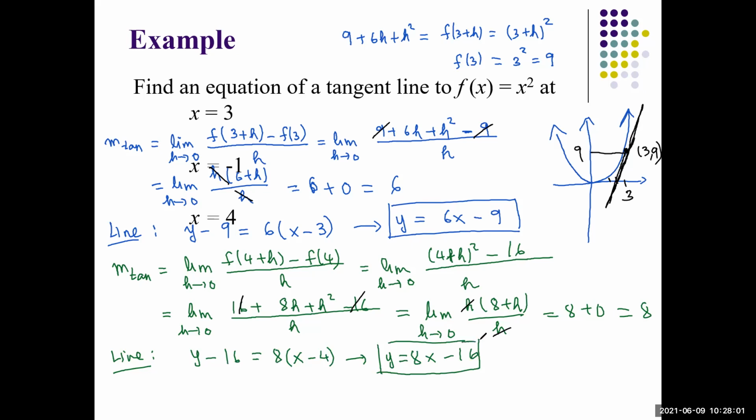Now, as you can see, I can continue on and on with different points, right? If x is 5, and 6, and 7. So notice that every time you find the slope of the tangent line, you need to apply this formula. Okay.